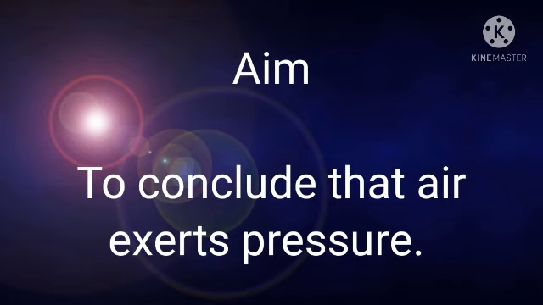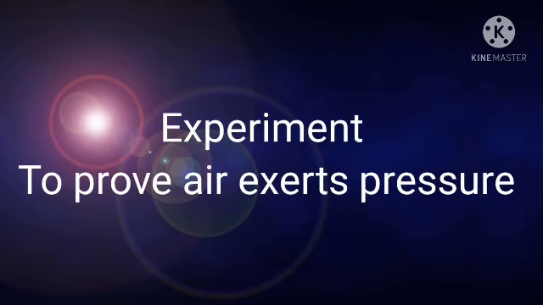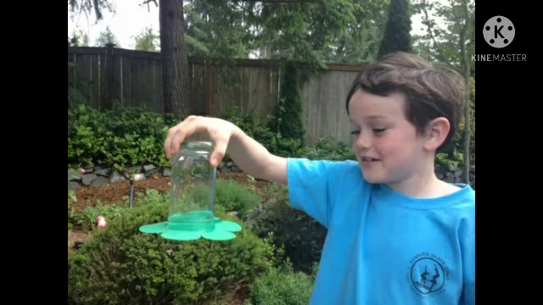So let us learn through an experiment to prove that air exerts pressure. For this experiment, you need a glass filled with water, and a piece of cardboard to cover the glass. When you fill the glass with water, you have to cover the mouth of the glass with the cardboard. Then you have to turn it upside down without tilting it. You can see the boy is holding the glass.